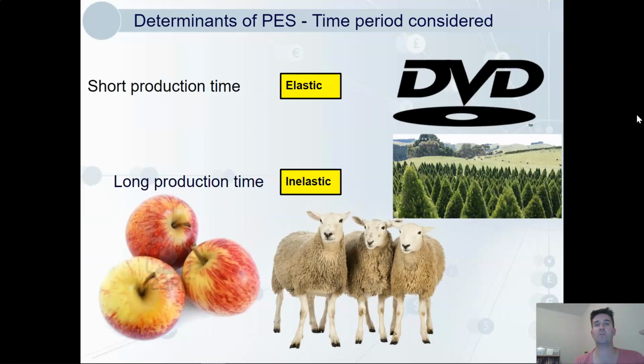Now, production time is crucial to PES. Goods with a short production time, like DVDs, can be produced rapidly at the push of a button in response to an increase in price, making them responsive or elastic. Goods with a longer production time can't respond to a price increase in the same way. You can't just grow another ton of apples in a week. There's a long lead-in time. You need to get more land, the trees have to grow, and the apples have to grow. You can see how this is very related to the time period considered. A sustained increase in the price of wool will lead to a greater increase in sheep grazing, and in the long run, supply can respond to the increase in price.